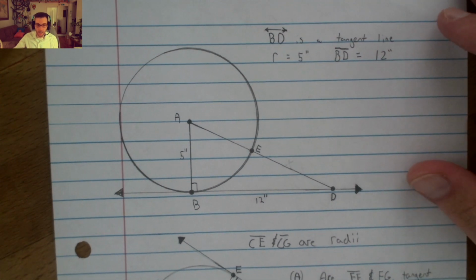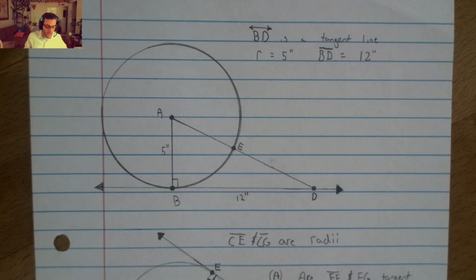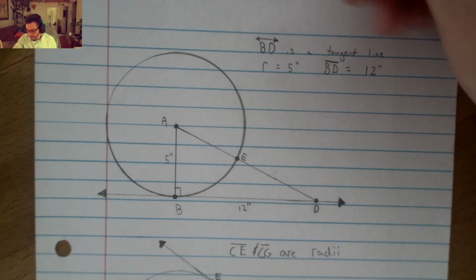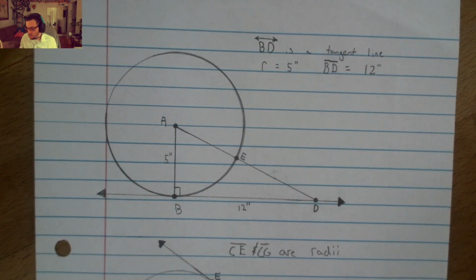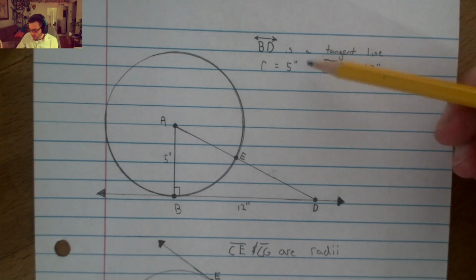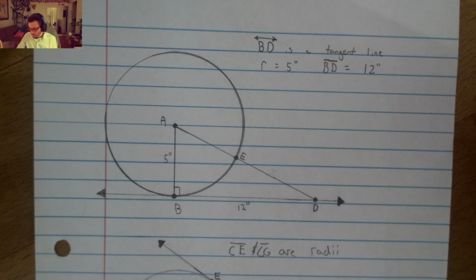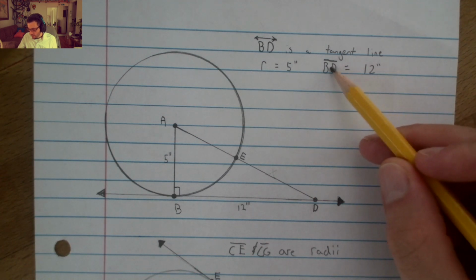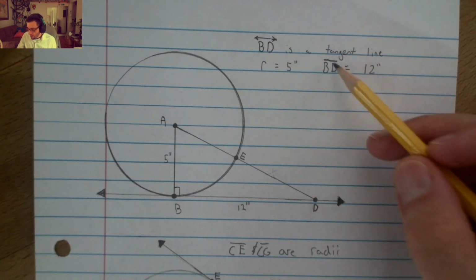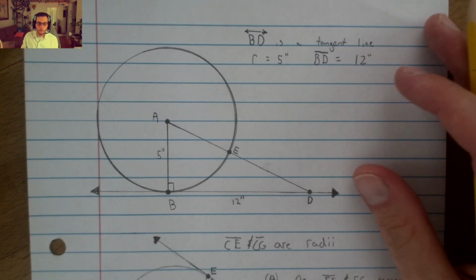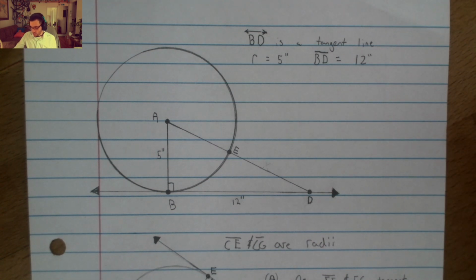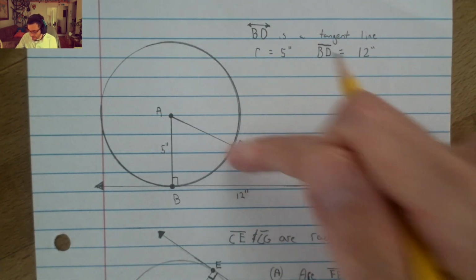In this particular figure here, we have what we can call our circle A. And with circle A, we have what I'm going to tell you is a tangent line BD, or you can also say segment BD as well. In addition to that, we have a radius of 5 inches, and we're told that segment BD itself is going to be 12 inches. In our question here, we want to solve for ED.